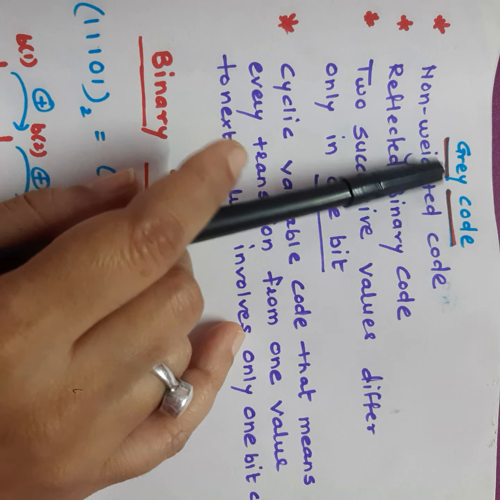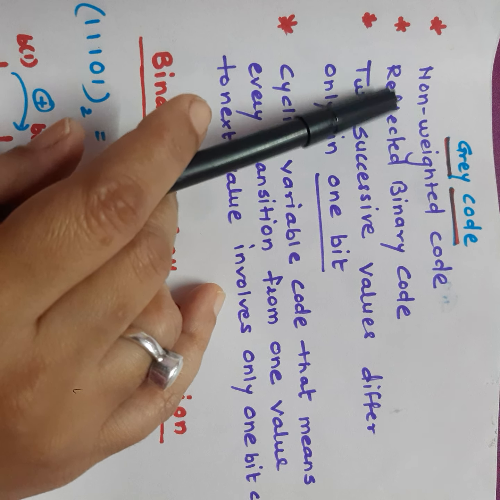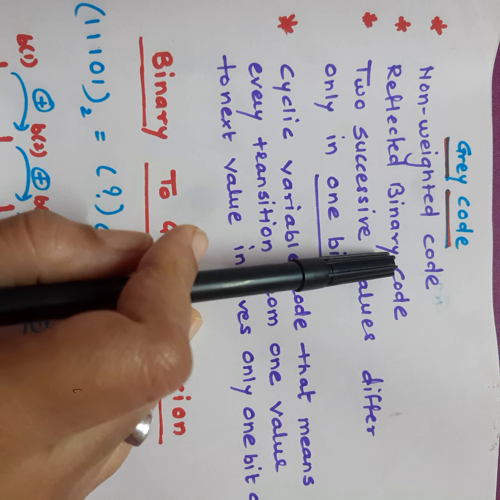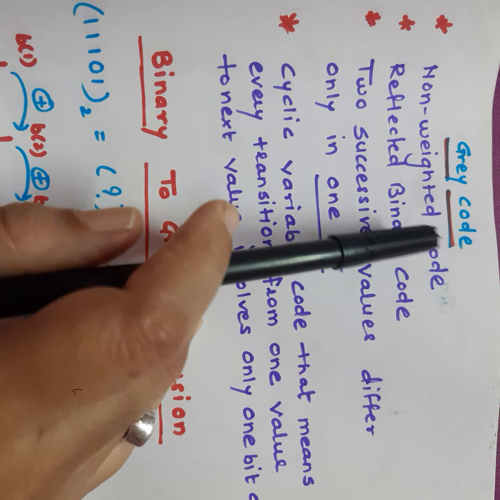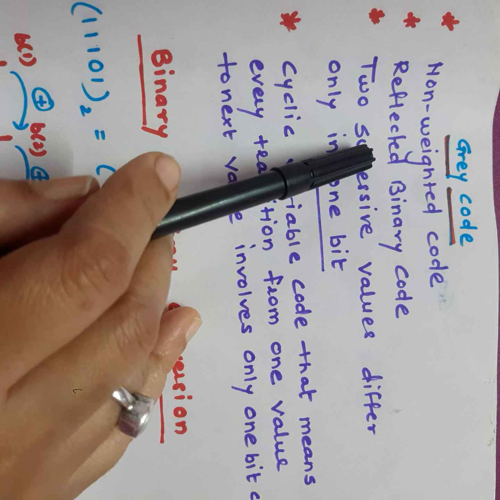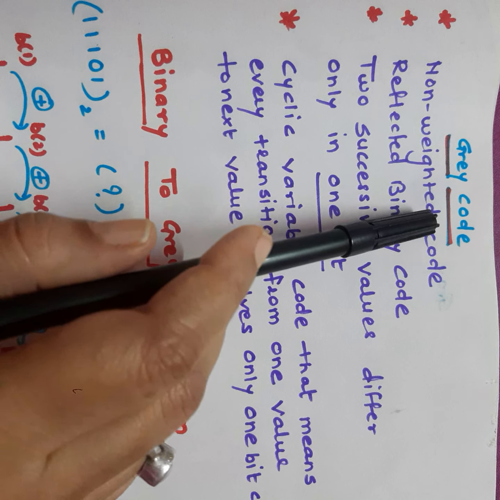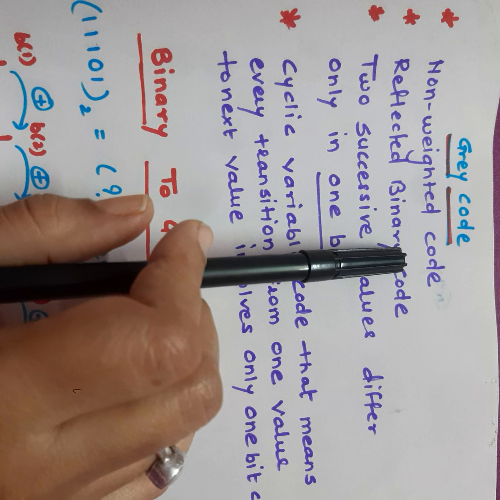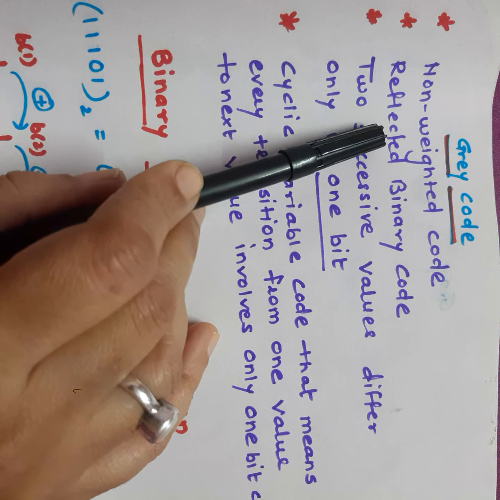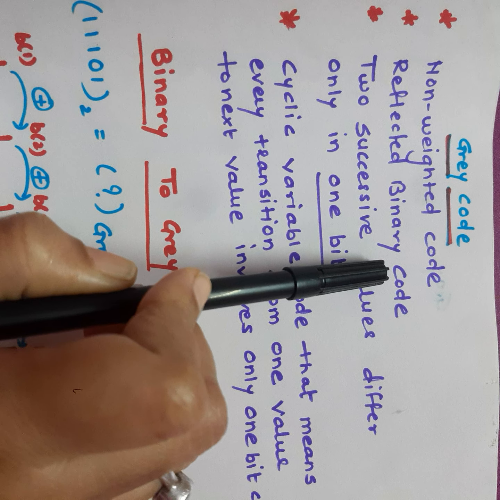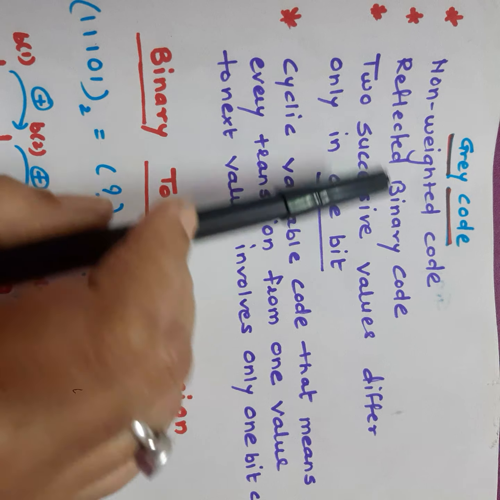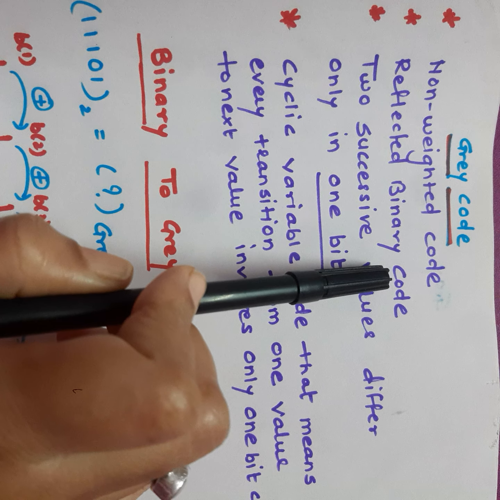Now, the gray codes are another type of non-weighted codes, similar to the excess 3 codes. Excess 3 codes are also non-weighted codes. Similarly, gray codes are also non-weighted codes. These are also known as reflected binary code. These are different than the binary codes.